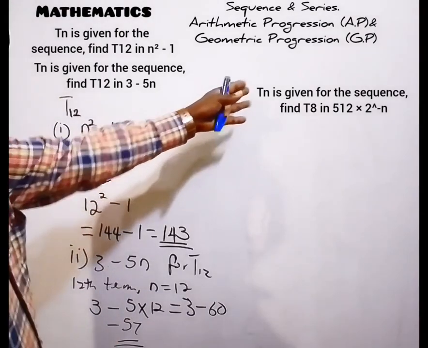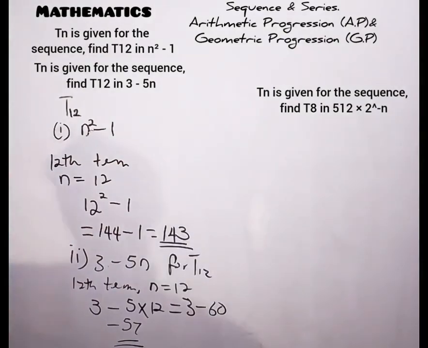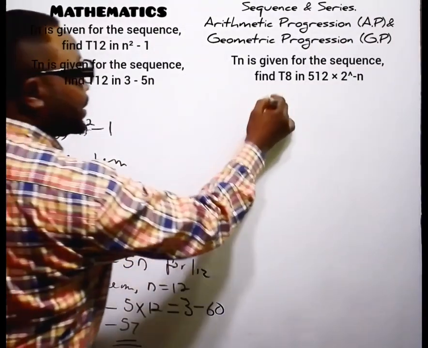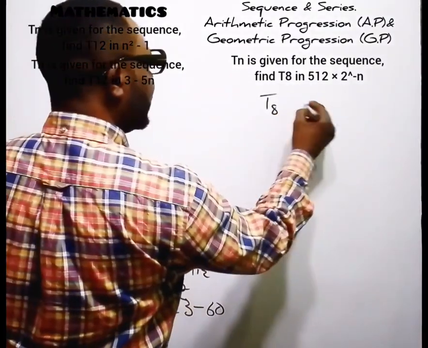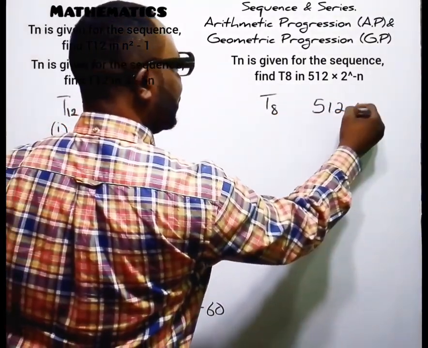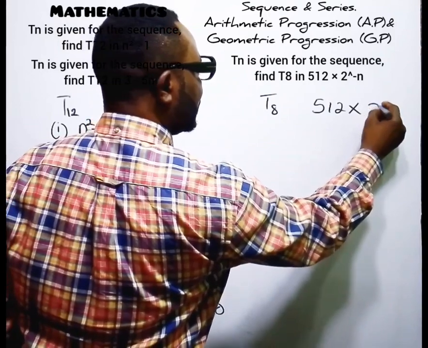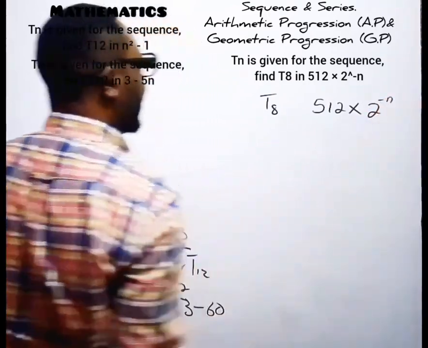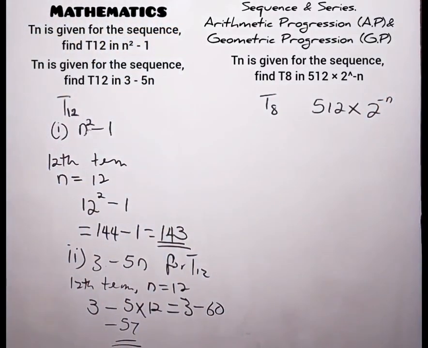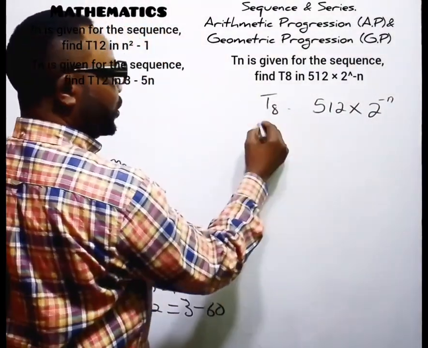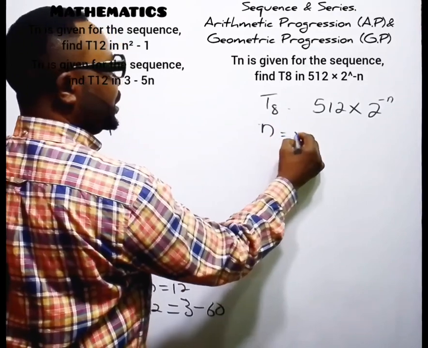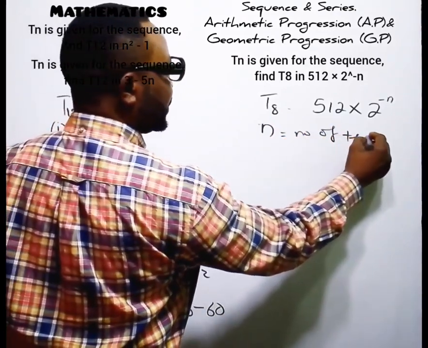Now, for the other question that we have here, the expression says that we find the 8 terms, 8 terms for 512 multiplied by 2 raised to the power of minus n. So, how do we go about this expression? I've told you earlier that n is the number of terms.